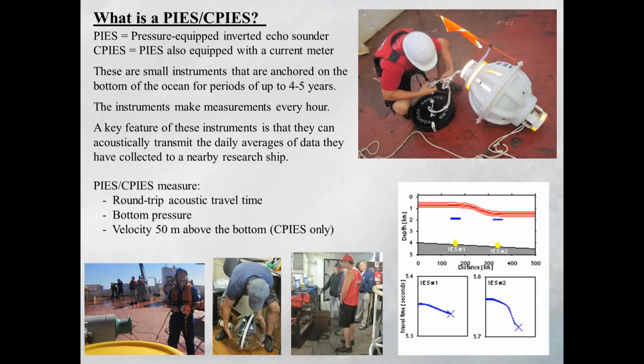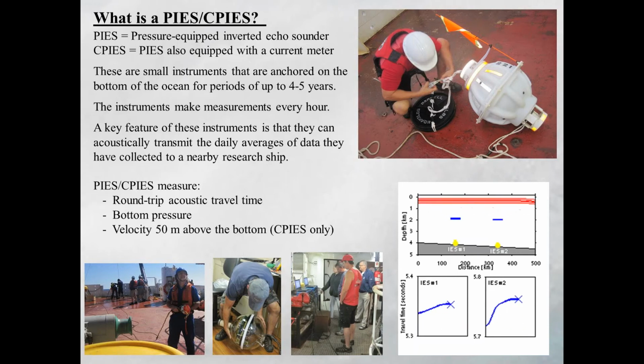And most of the rest of you are familiar with them probably too from previous talks I've given, but for those of you who are not, here's a picture of a pressure-equipped inverted echo sounder. And Yuli's attaching the anchor to this particular instrument. It's a small instrument. You can get a sense of the scale right there next to Yuli. It's a little bit less than a meter in length. It sits or is anchored about 1 meter off the bottom of the ocean.